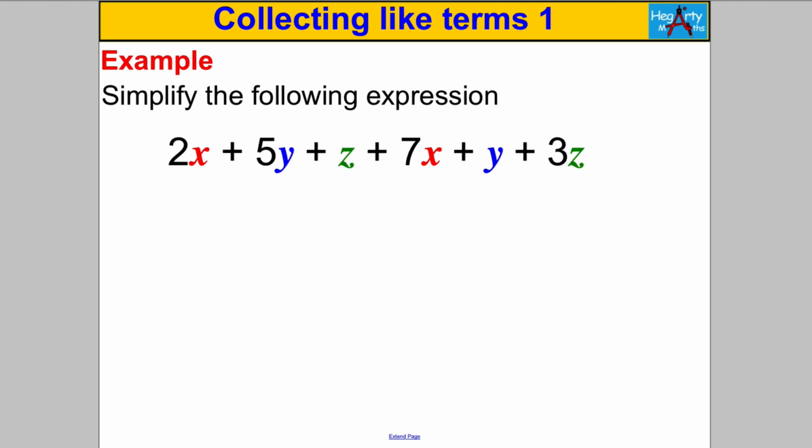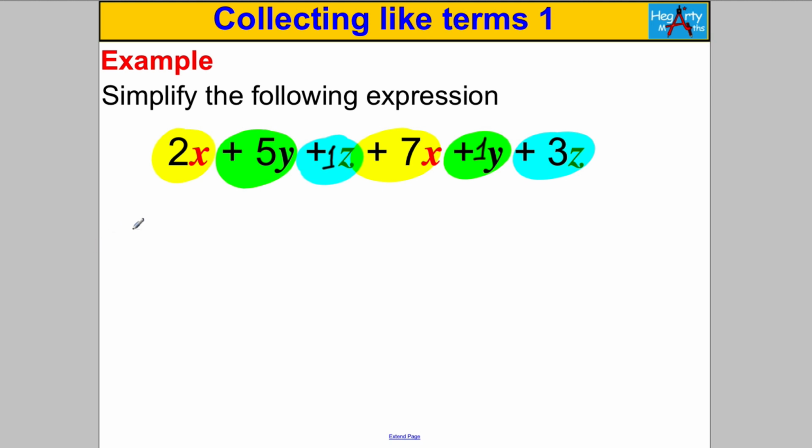So, highlighting like terms, what have we got? We've got ourselves 2x. We're going to add 7x, and they're like. Let's go for the next lot of like terms. Now think of that as positive 5y, and we're going to add another y, which I might put a 1 in there just to remind me it's 1y. And we've got a positive z, might even put a 1 in there for 1z. And what are we going to do? We are going to add 3z's.